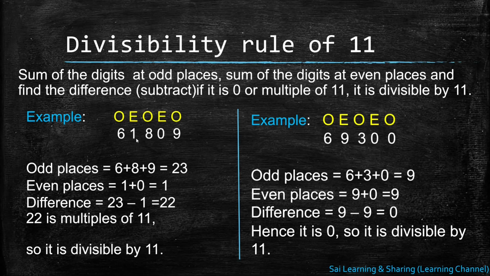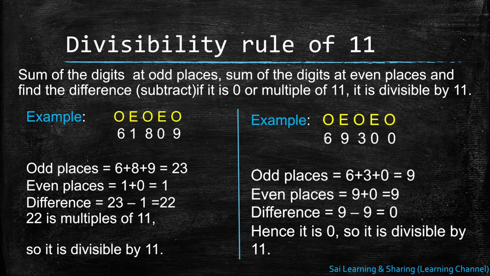The first one, 61,809. We should write odd, even, odd, even, odd, even on the upside, and we should start with odd, and second we should start with even. So once we add the odd places, we get 23, and once we add the even places, we get 1. And when we subtract these both, we get 22. And hence 22 is a multiple of 11, so it is divisible by 11.